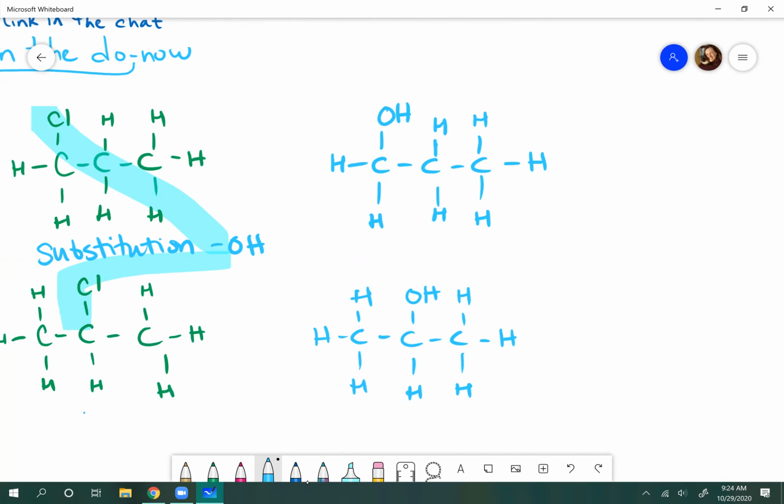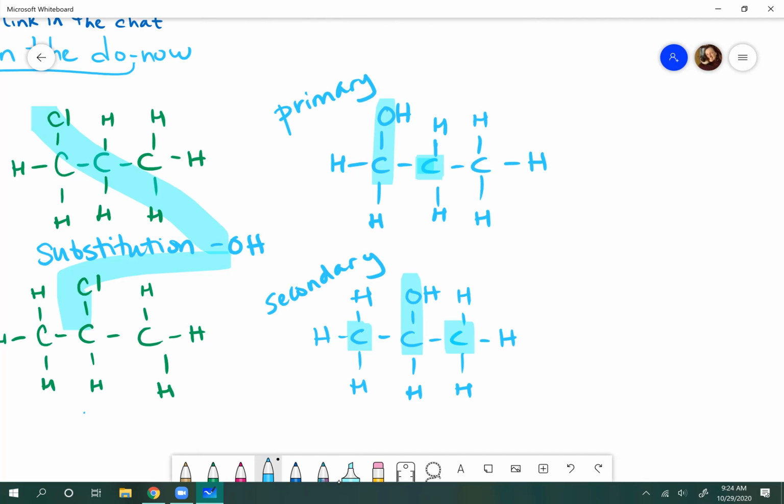Okay, so now we have a primary alcohol because, let's highlight it, this OH that's bonded to this carbon only has one other carbon attached. So that one's a primary. This one though, my OH carbon has 2 carbons attached to it, so that one's secondary.